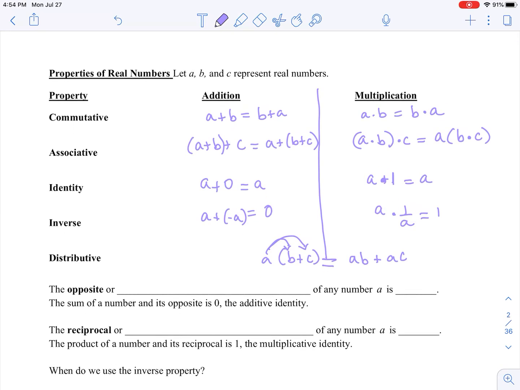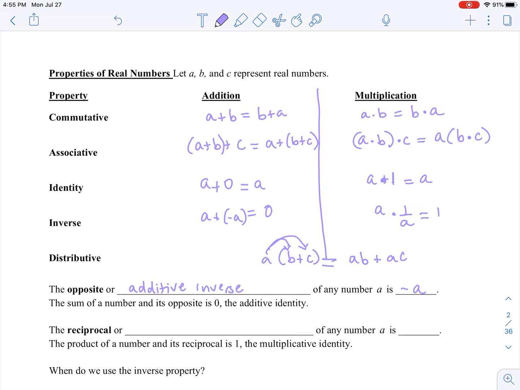Now the opposite is also described as the additive inverse. The opposite of a number is, for example, positive 2 would be negative 2. And we can ask ourselves, what would happen if you add the opposite? It would undo so that we would get 0 as an answer. So the opposite or additive inverse of any number A is negative A. The sum of the number and its opposite is 0, which is called the additive identity, which we summarized above.